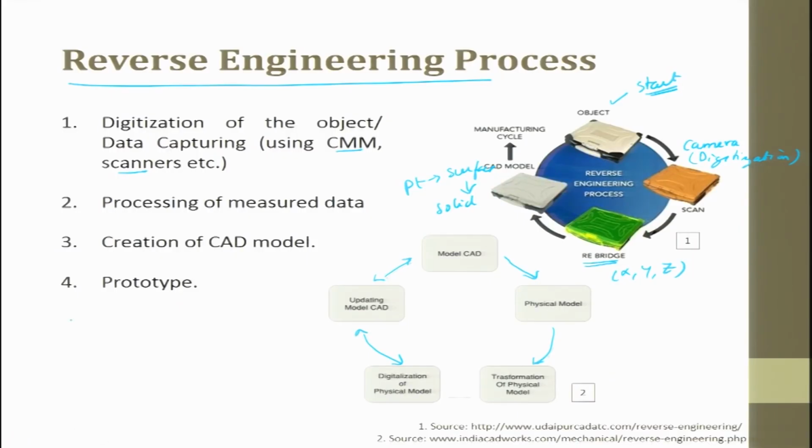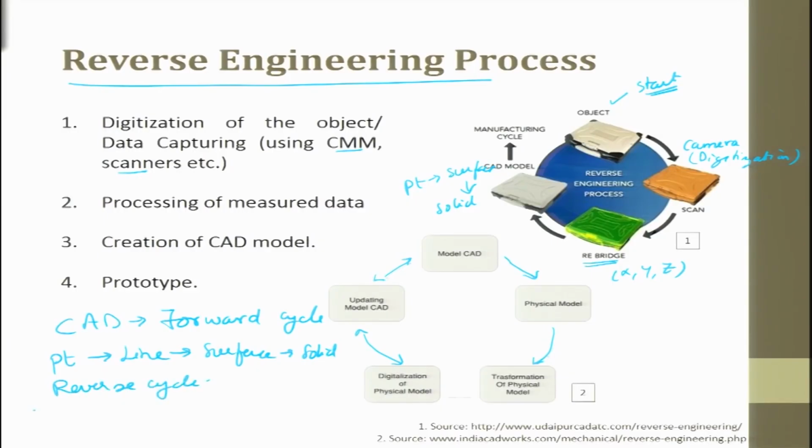Okay. If you see typically CAD in the forward cycle, we have points, points leading to line, line leading to surface, surface leading to solid. We do that. So here what happens in reverse engineering cycle, we have solid, we generate points and then we start going. So it is just the reverse of it.